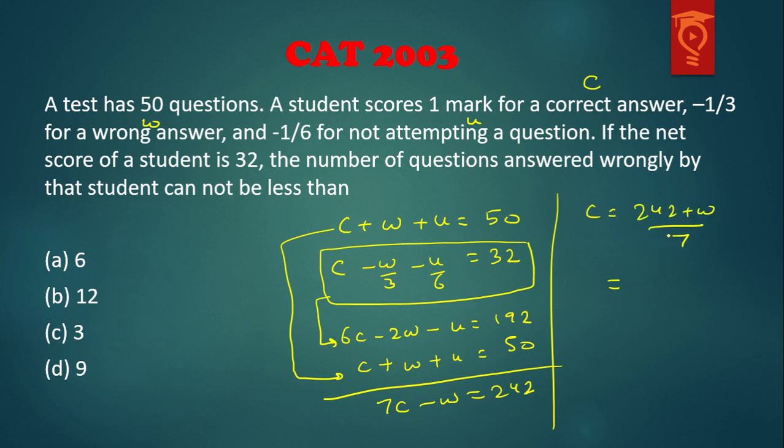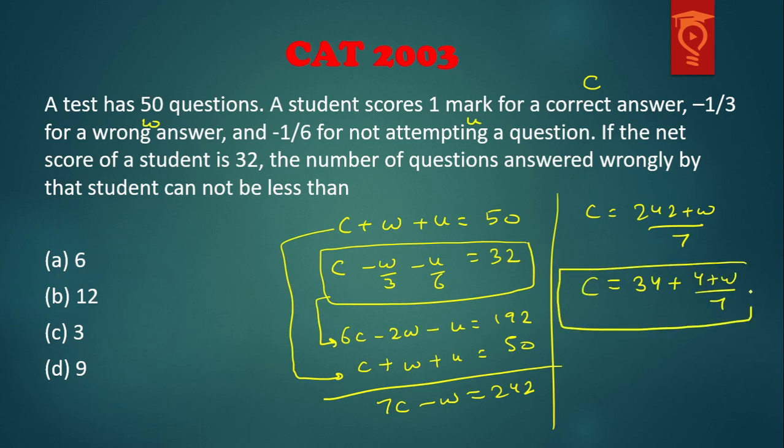Okay, simplifying this expression a little. Now looking at this equation between C and W, being the number of correct answers and the number of wrong answers, what do you think would be the smallest possible value of W so that C becomes an integer?